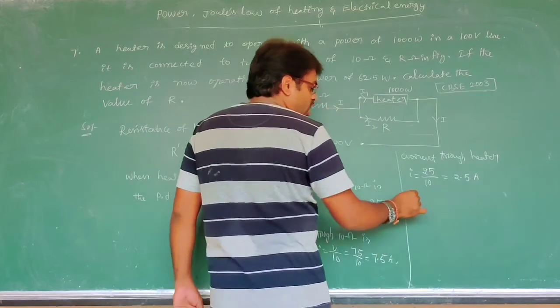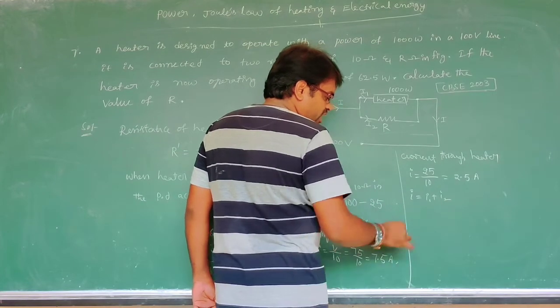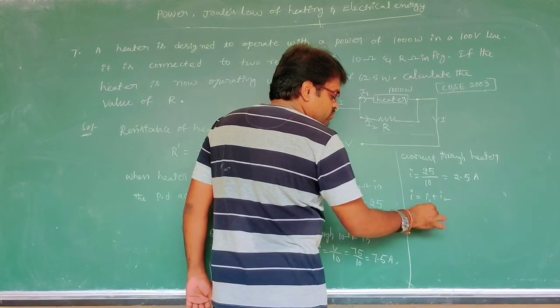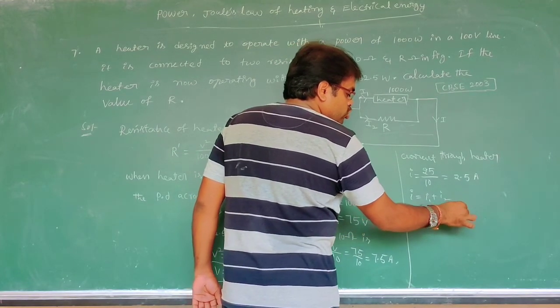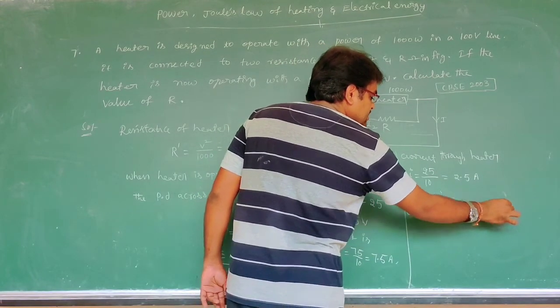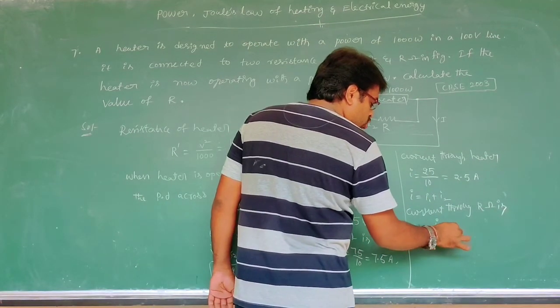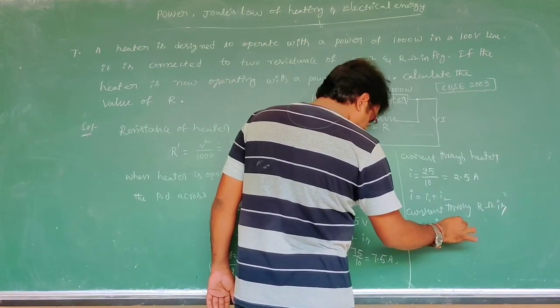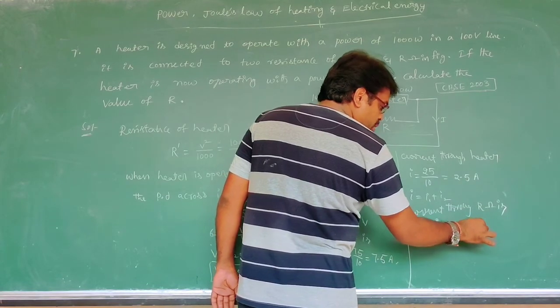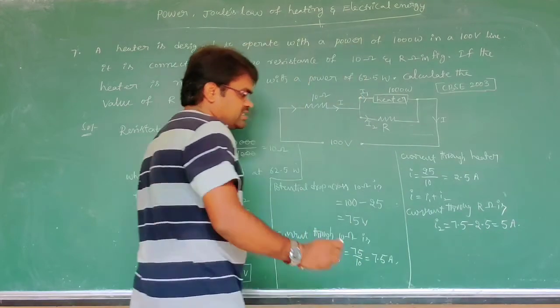Then we know I is equal to I1 plus I2. Then the current through the R ohms, that is I2, is equal to I, which is 7.5 minus 2.5. Then we get 5 amperes.